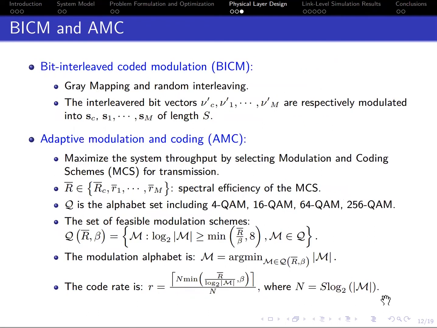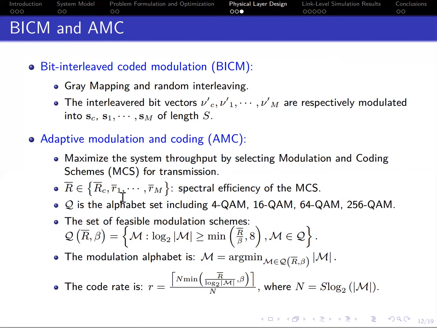Bit interleaved coded modulation and AMC algorithm are adopted. The bit vectors are mapped to constellation signals according to gray mapping. The interleaved bit vectors are respectively modulated to a common stream SC and private streams S1 to SM of length S. Appropriate modulation schemes and coding parameters are determined by the AMC algorithm to maximize the system throughput level depending on the channel characteristics. The algorithm uses the average rates RC and R1 to RM obtained from the formulated optimization problem with imperfect CSIT as link quality metrics.